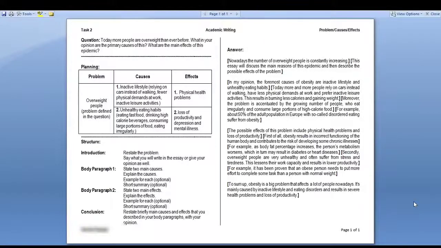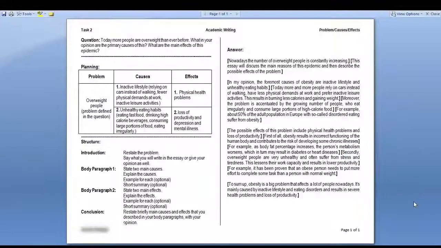As you can see our answer sheet, the left hand side is the question, planning and structure, while on the right hand side is our answer. Let's go through the question that is on the left hand side. The question is, today more people are overweight than ever before. What in your opinion are the primary causes of this? What are the main effects of this epidemic? They are considering being overweight as an epidemic because a lot of people are overweight nowadays.